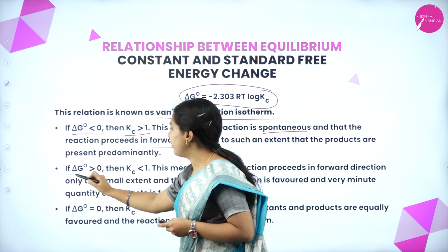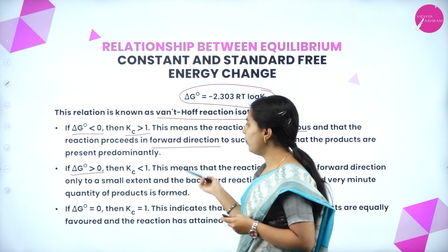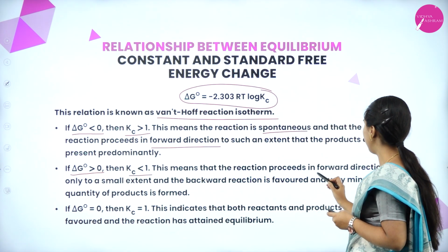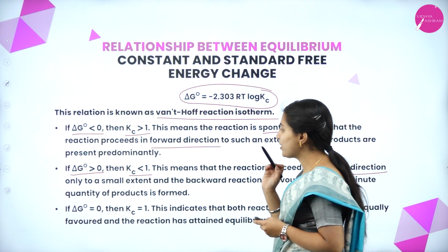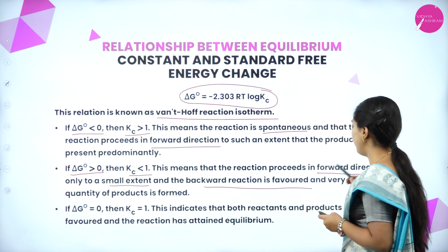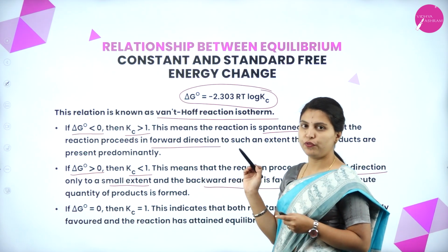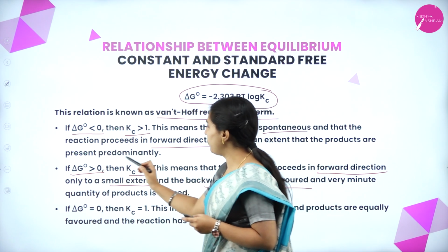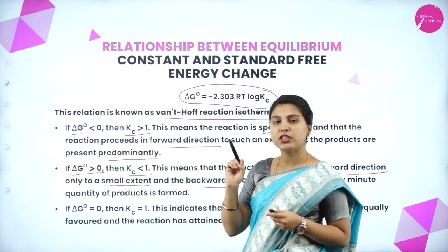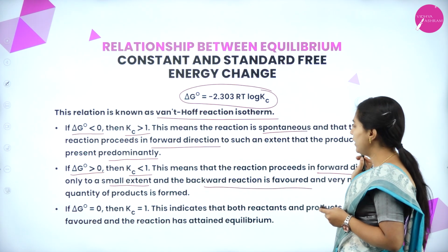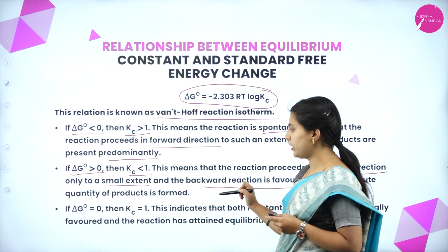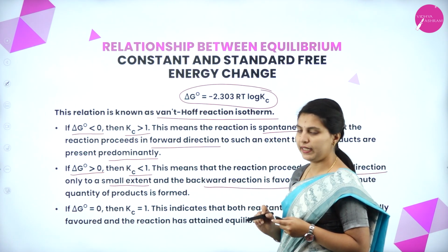Another case, if delta G naught is greater than 0, then Kc will be less than 1. This means the reaction proceeds in the forward direction only to a small extent and the backward reaction is favored, and a very minute quantity of products is formed. In the earlier case, products will be predominantly formed. Here, products will be formed in very small quantity. The forward direction starts but continues with the backward direction. Products will be very less.